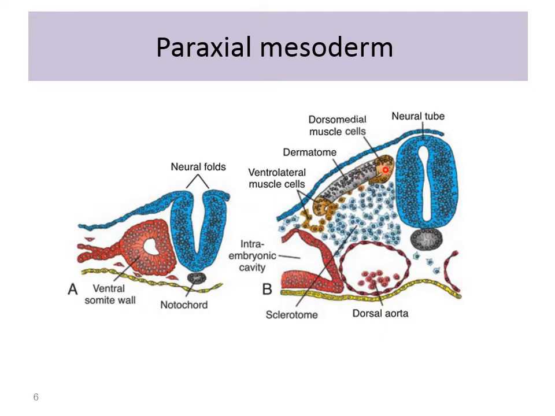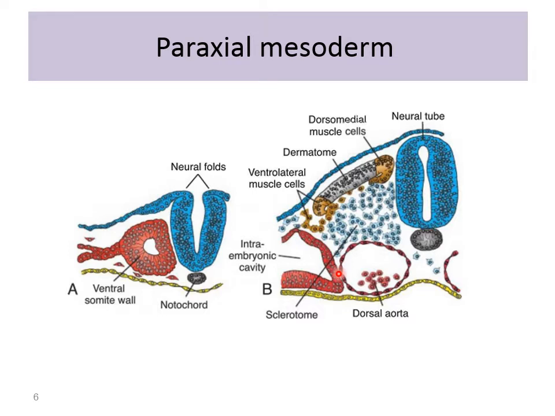into dermatome, skeletal, and dorsomedial muscle cells and ventrolateral muscle cells. So this is a somite in image A.